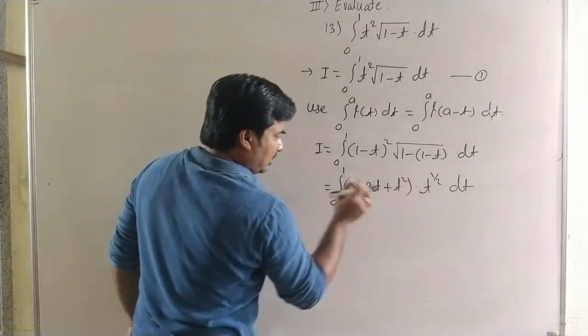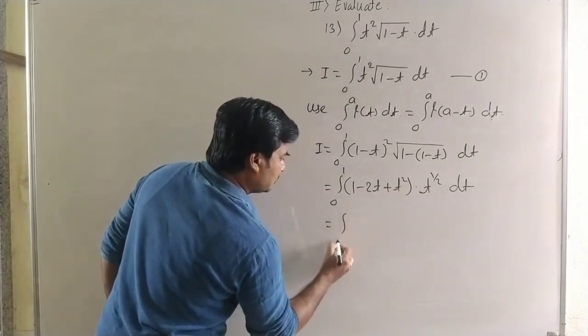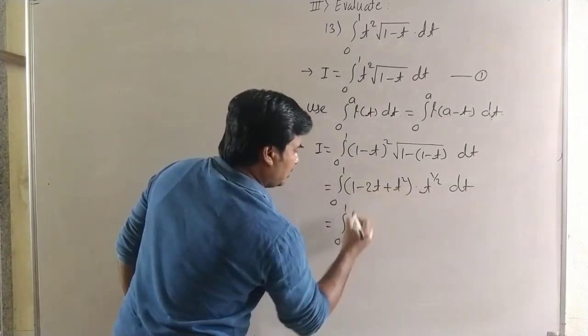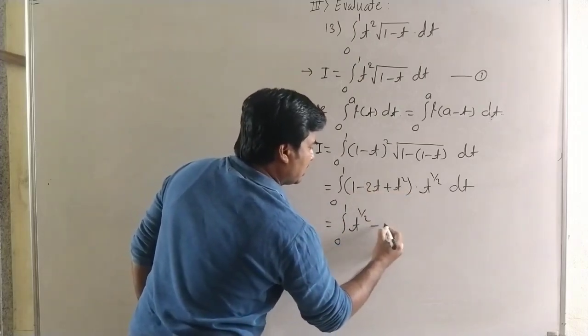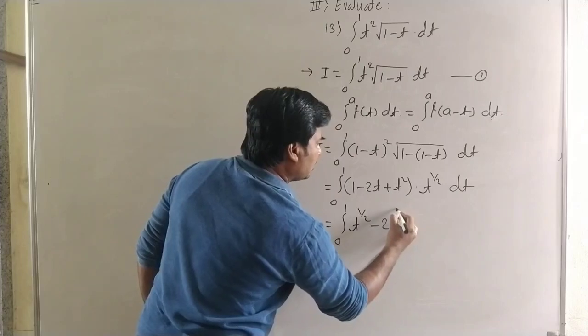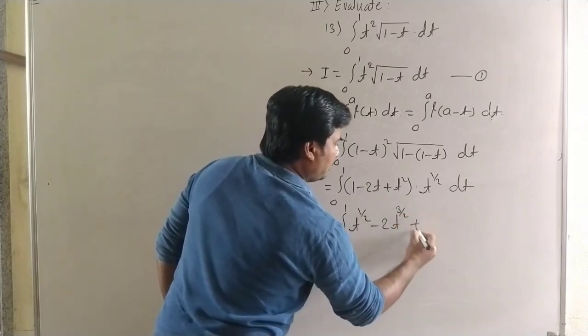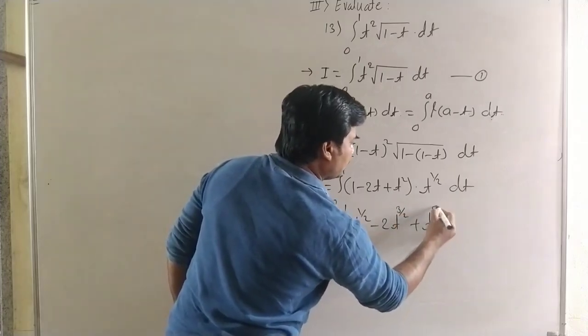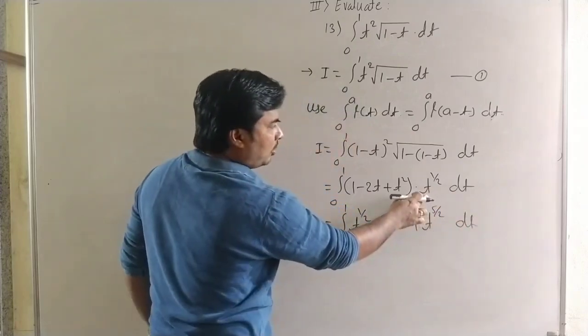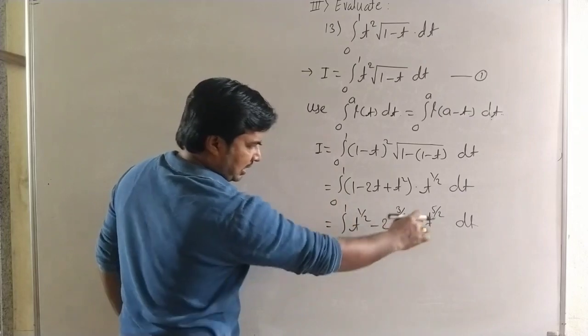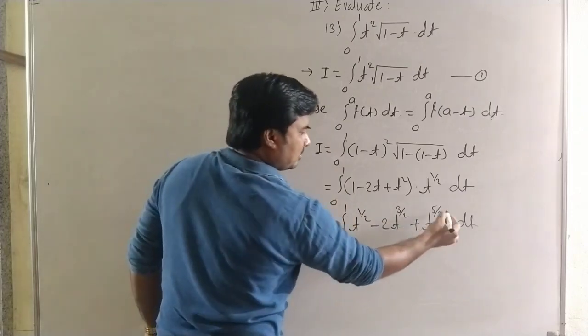Here first take the multiplication. The integral from 0 to 1, take the multiplication, it is t to the power 1 by 2, then minus 2 times t to the power 3 by 2 and plus t to the power 5 by 2 dt. See carefully, we multiply t to the power 1 by 2 in all three terms. Okay, we get these three terms.